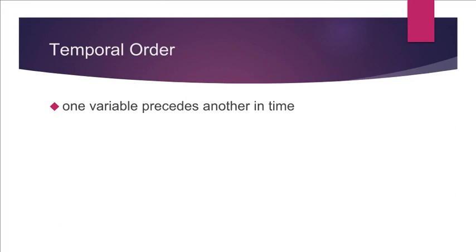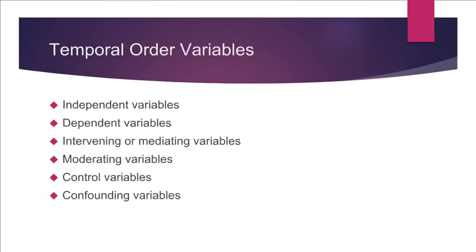Temporal order means that quantitative researchers think about variables in an order from left to right and order the variables in purpose statements, research questions, and visual models into left to right, cause and effect type presentations. These are the temporal order variables. We have independent, dependent, intervening or mediating, moderating, control, and confounding variables.